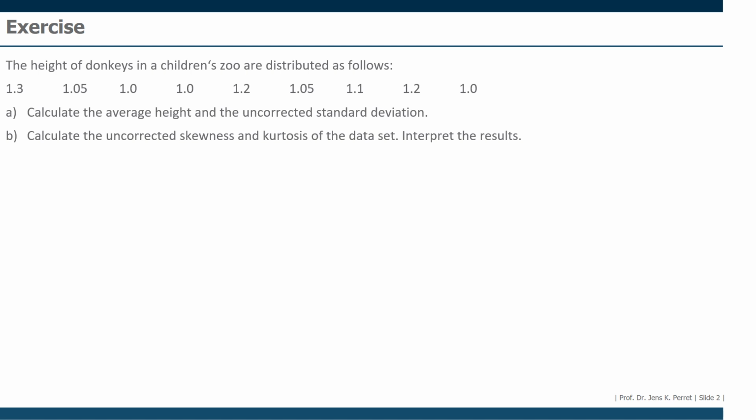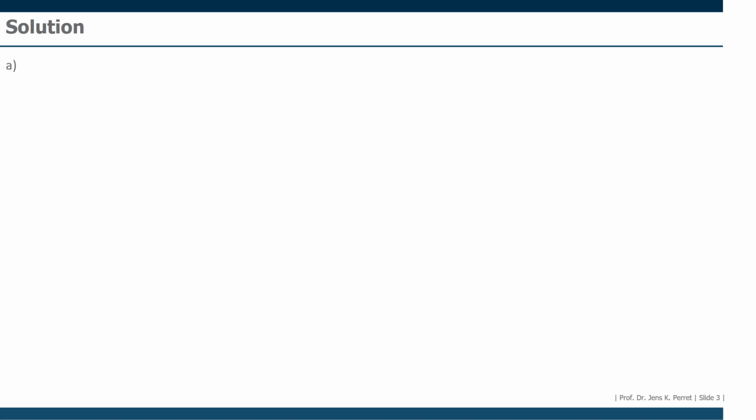Well, let's start with the first part. Here we have first the average, or the mean. We simply add up all the different values and then divide them by the number of observations. So in total, if we check here, we have 9 observations. So we divide the sum by 9, giving us an average of 1.1 meters per donkey. That's the first part. Then we can calculate the variance for the second part.